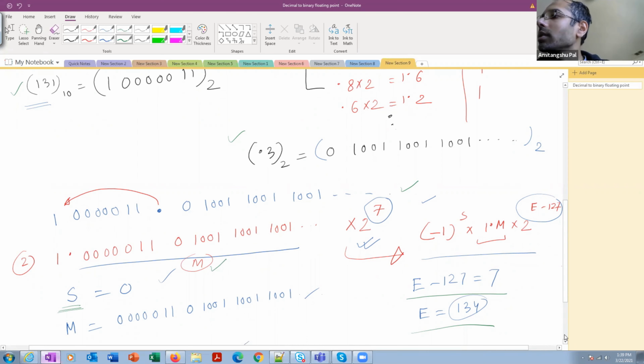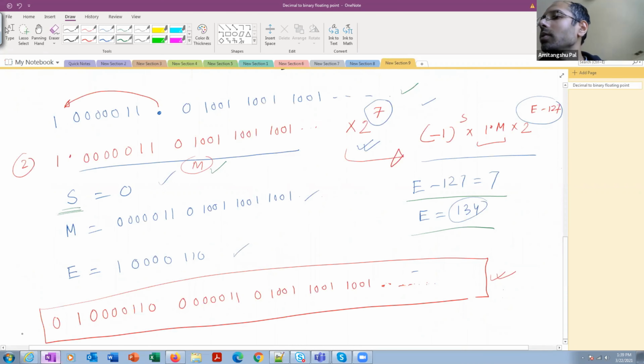Okay, so I got the sign, mantissa, and exponent, but I need to write the sign bit, then the next 8 bits are the exponent, and the next 23 bits are the mantissa. That's it. So in this way, you can convert from decimal to binary in case of a floating point representation.